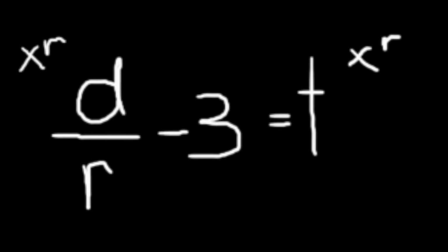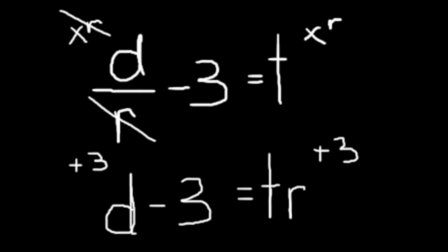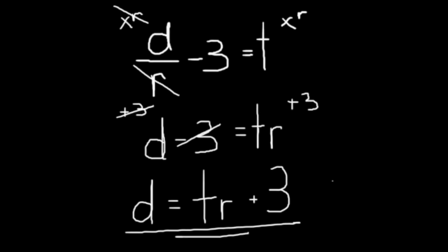Because r divided by r cancels out, we are left with d minus 3 equals tr. The opposite of subtracting is adding, so we add 3 to both sides, and we end up with d equals tr plus 3. We have successfully made d the subject.